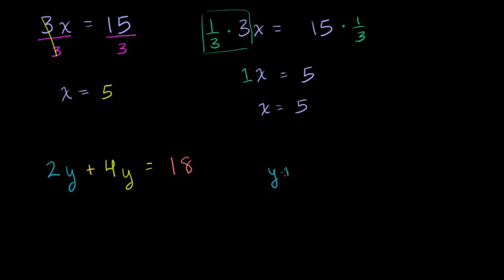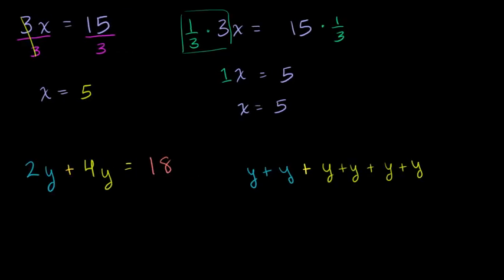So it's literally y plus y. And then to that, I'm adding 4 y's, which are literally 4 y's added to each other. So it's y plus y plus y plus y. And that has got to be equal to 18. Now, how many y's do I have here on the left-hand side? I have 1, 2, 3, 4, 5, 6 y's. So you could simplify this as 6y is equal to 18.